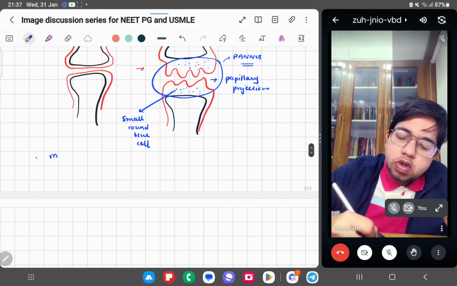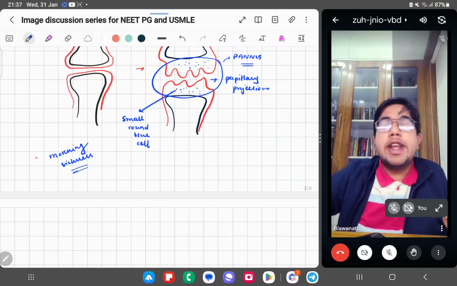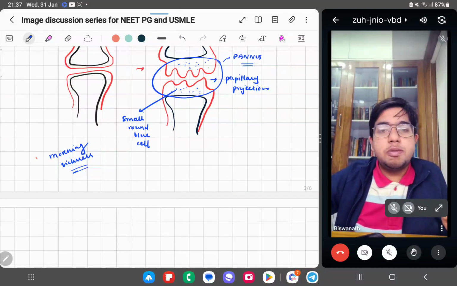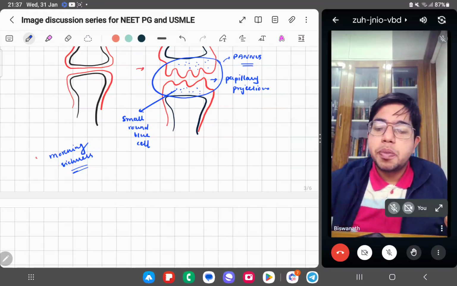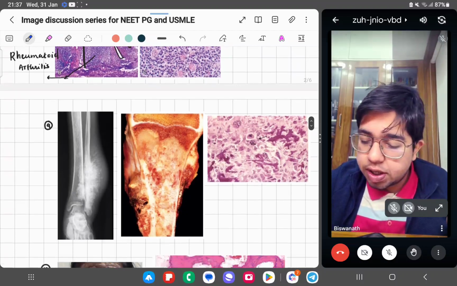Okay, we have something called morning stiffness, which is a very characteristic feature of rheumatoid arthritis. So that's about your rheumatoid arthritis. We have two more things to discuss.